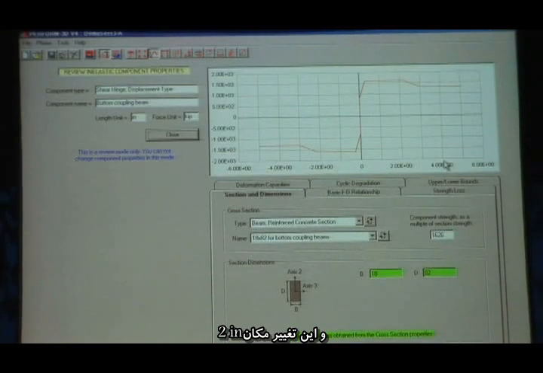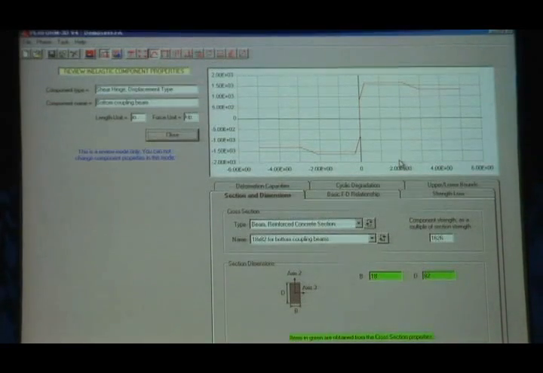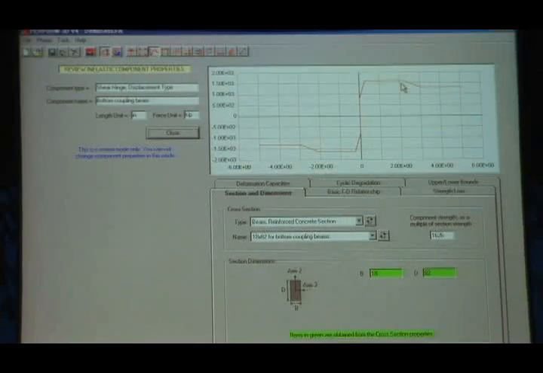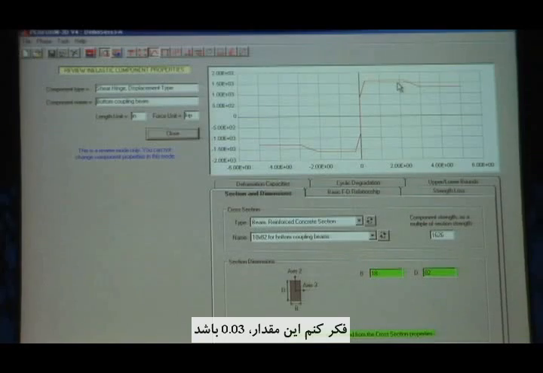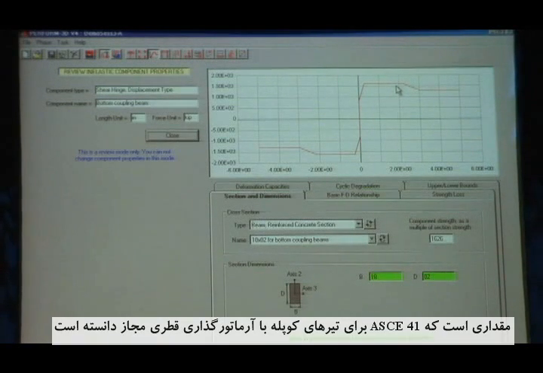And so this is a shear hinge, and these are displacements 2 inches, 4 inches, and 6 inches. So it's over a 72-inch length. This is 2.16 inches of deformation. I'm not sure what that translates to in terms of strain, but it's 2.16 divided by 72. If you do some calculations, that would give you the shear strain capacity. And I think it's 0.03, which is what is allowed by ASCE 41 for a diagonally reinforced coupling beam.